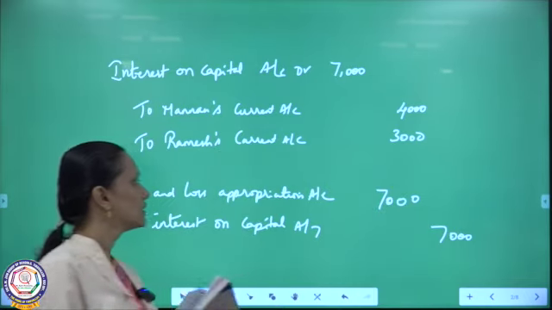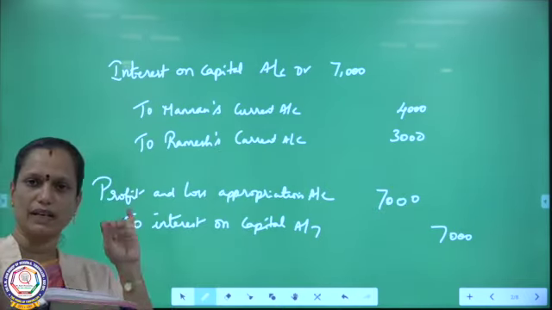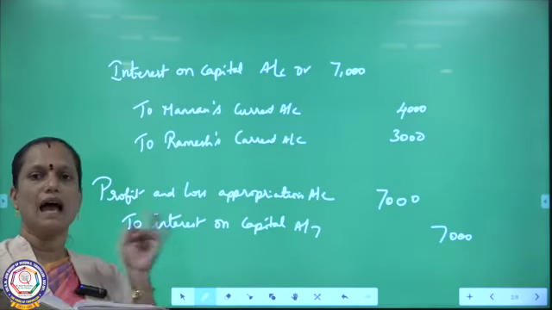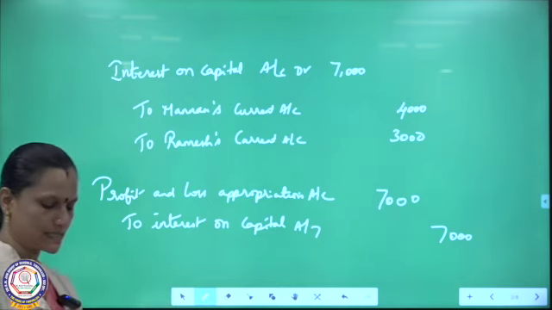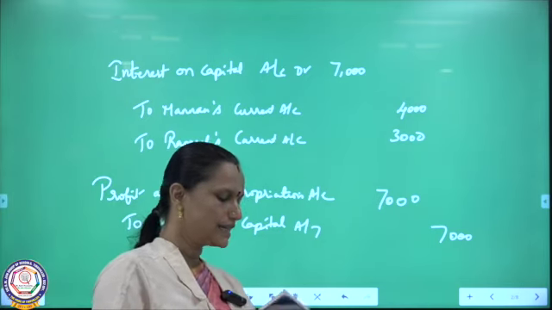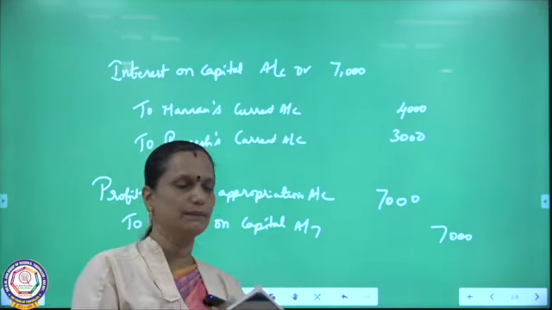Copy this. So, what we should do? We have to calculate interest on capital. After that you have to do journal entries. Copy this. And then next we move on to another sum.